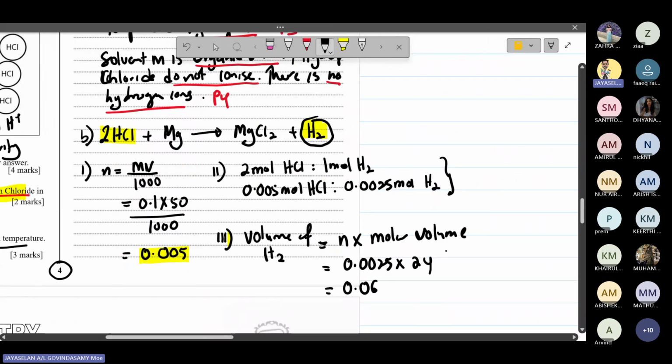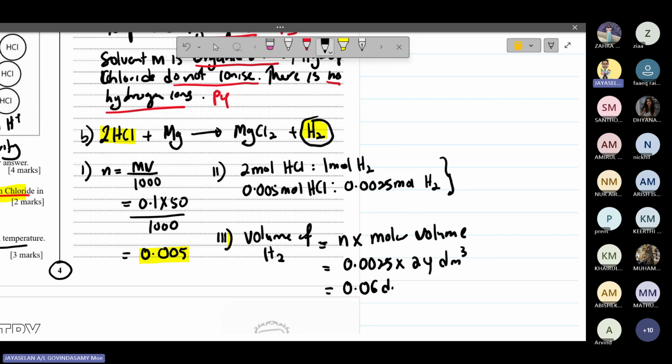0.06. Then you use the unit of this. If they ask you to find it in cm³, just multiply by 1000.